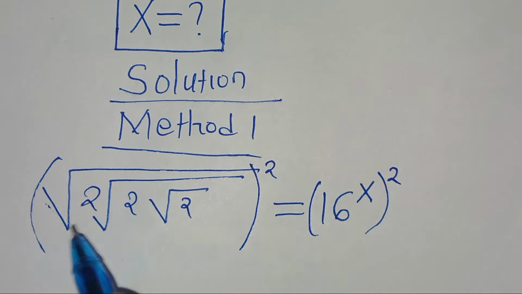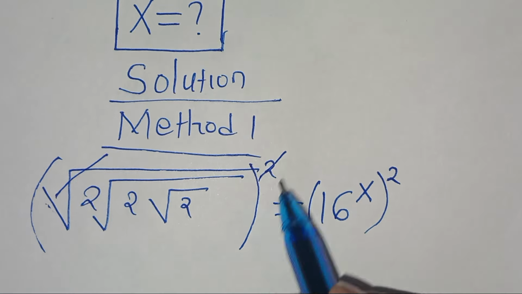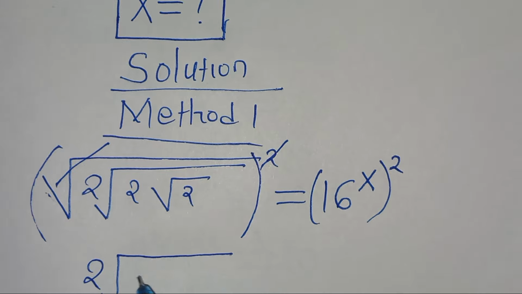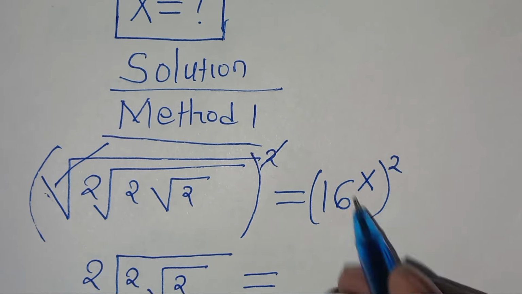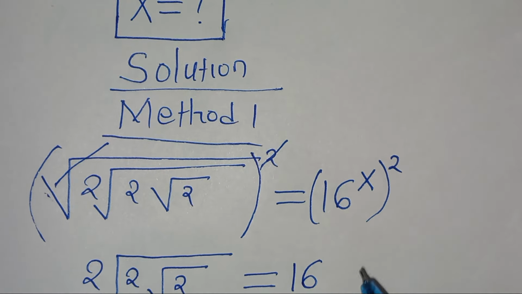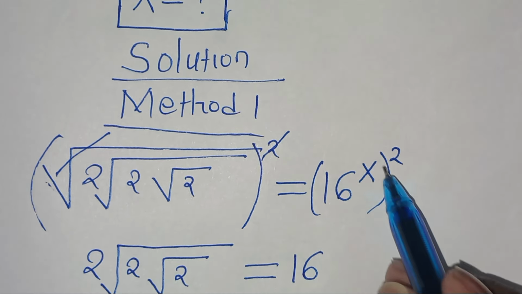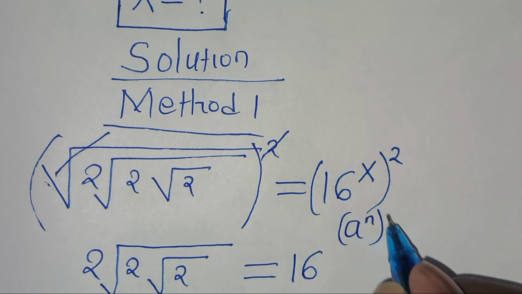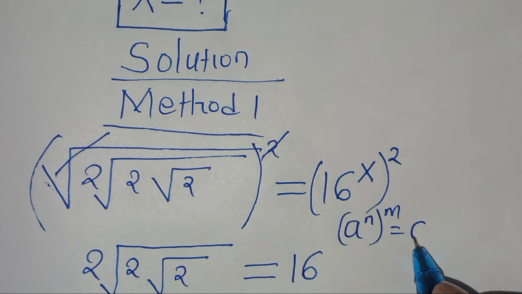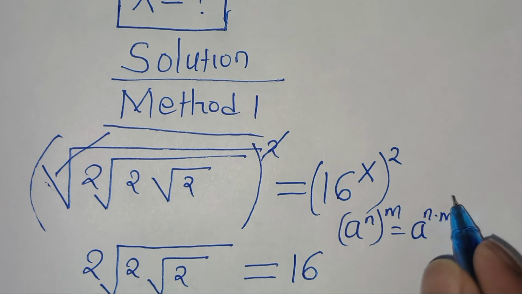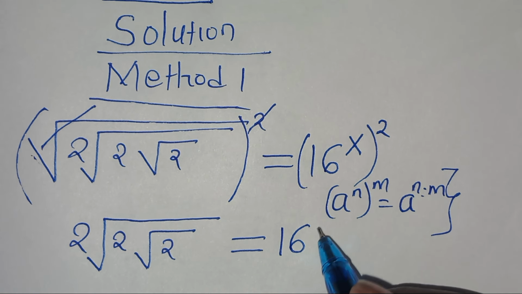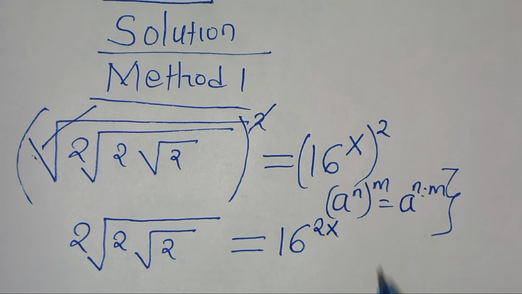Now let's eliminate the first square root sign, and this means we have 2 times the square root of 2 times the square root of 2. This is equal to 16 raised to the power of x to the power of 2. This is in the form of a to the power of n raised to the power of m, which can be expressed as a to the power of n times m. So applying this exponent property, this is 16 to the power of 2x.